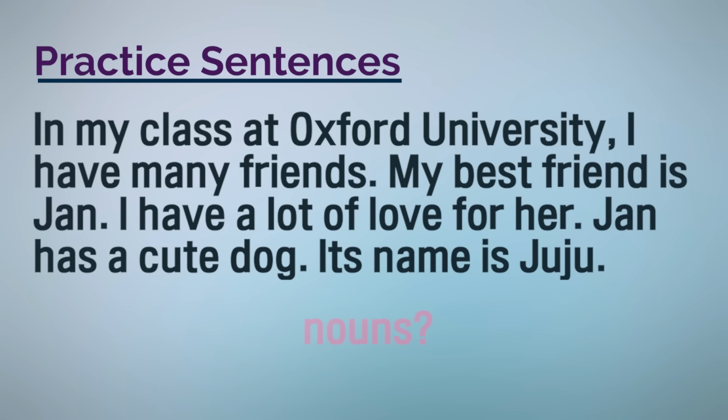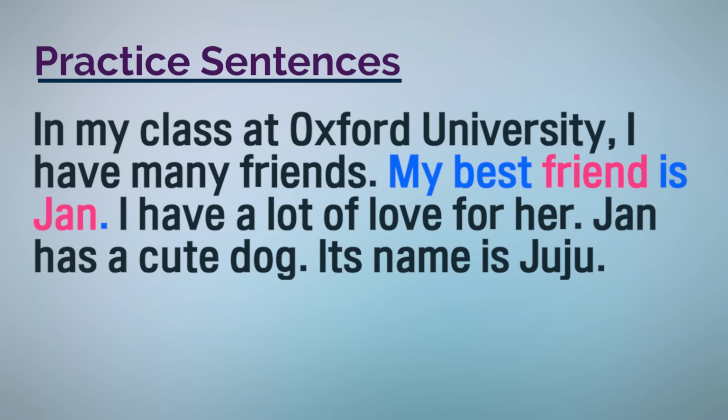If we take the first sentence, in my class at Oxford University, I have many friends. We have class and friends. These are common nouns. We also have a proper noun, Oxford University. We know it's a proper noun because it's capitalized. The second sentence is, my best friend is Jen. Now in this sentence, the noun is friend, common noun. And there's also the word Jen is also a noun, but a proper noun. As you can see, it's capitalized.